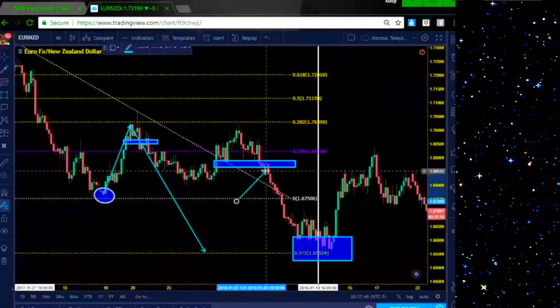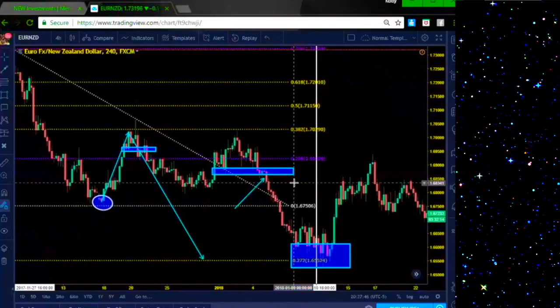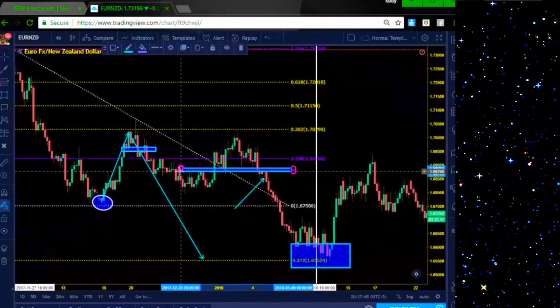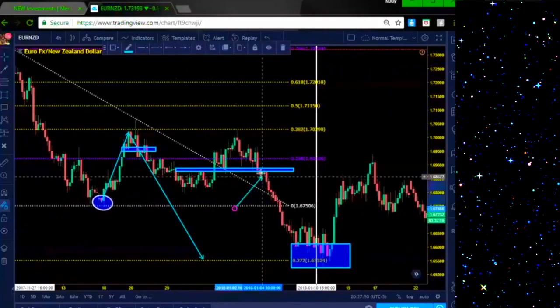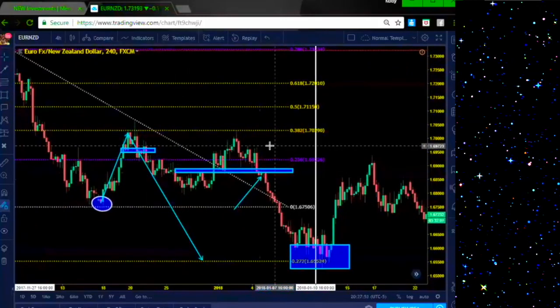Your sell trade was right in here. Break of structure. Really, the structure was right here, so really up in here. Those are your verified entries.